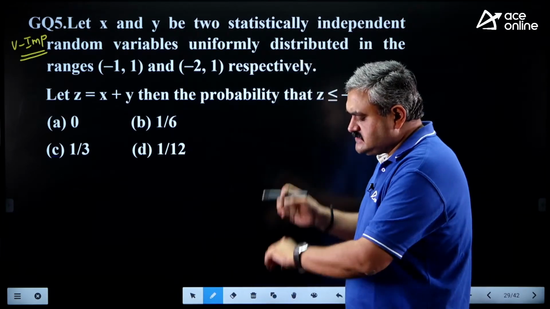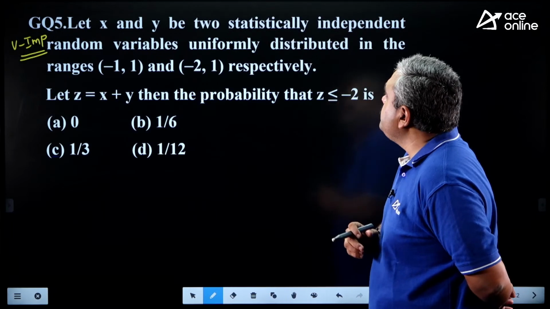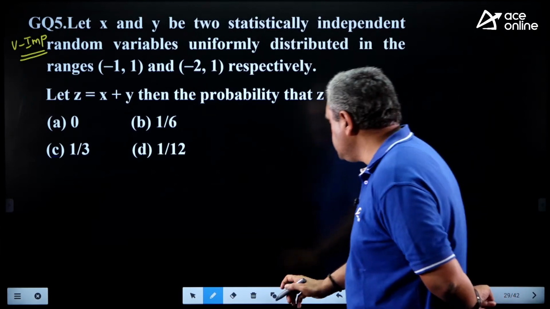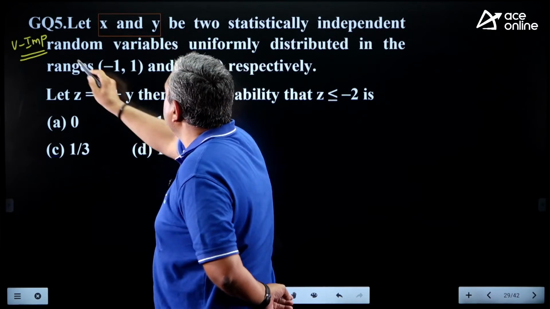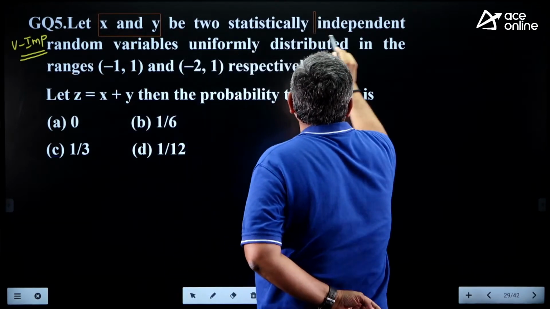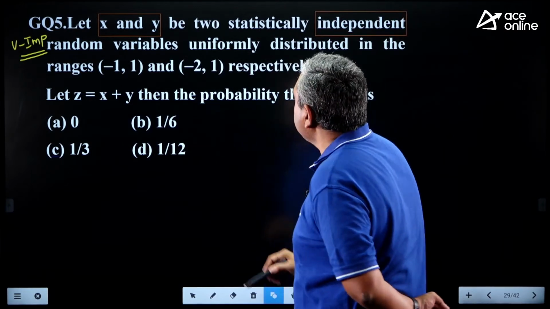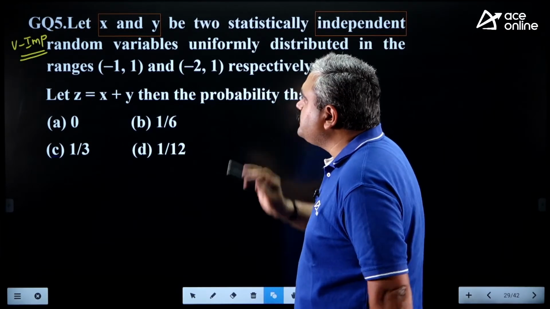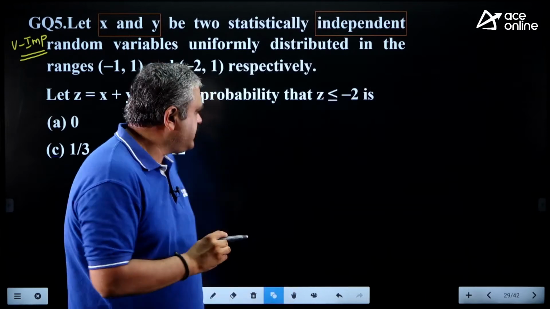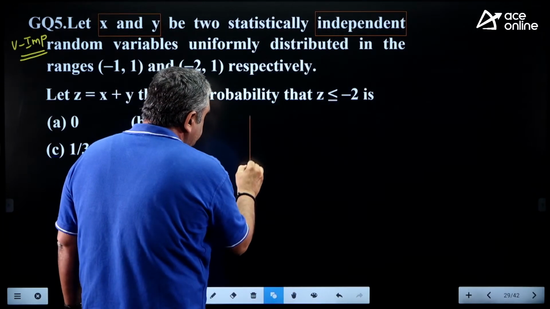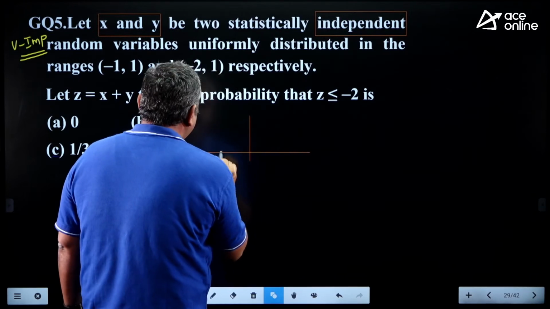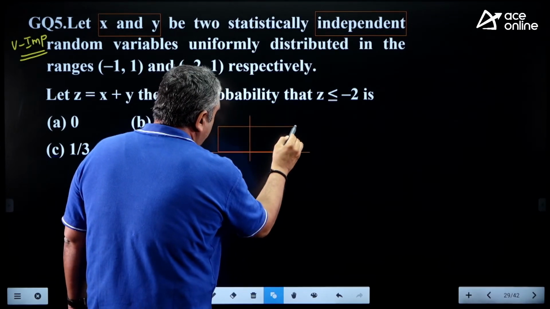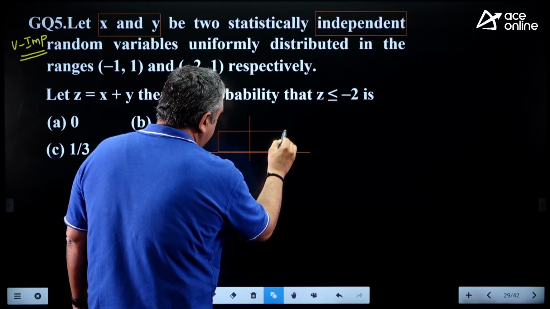Okay, right. Let us see this question. X and Y are two statistically independent random variables. The important point here is that you are considering two random variables which are given as independent, which are uniformly distributed in this interval. So what is the meaning here? Whenever you take a uniform distribution, it means the probability of occurrence of the events between two points will be equal.